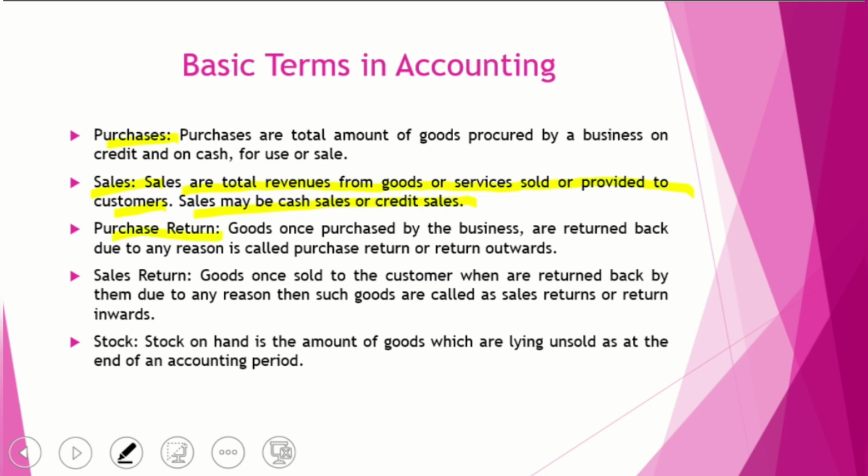Goods once purchased by the business that are returned back due to any reason is called a purchase return. Now, they had bought some cloth, some fabric, but some of the clothes were damaged pieces. Now she is returning them to the manufacturer. She gives them back to the dealer. In such cases, this is known as purchase return.